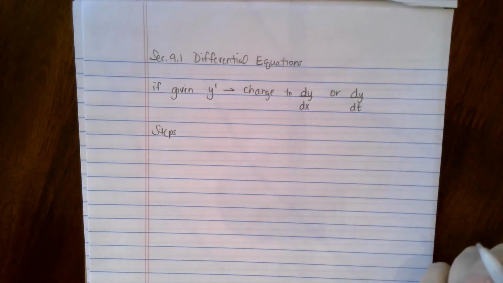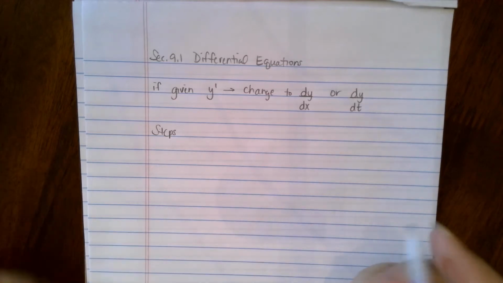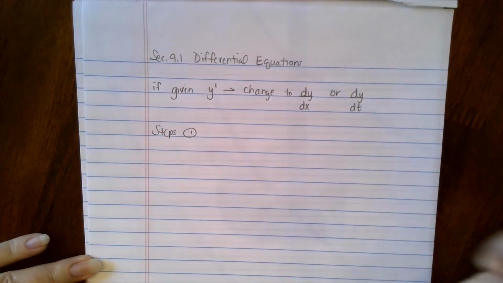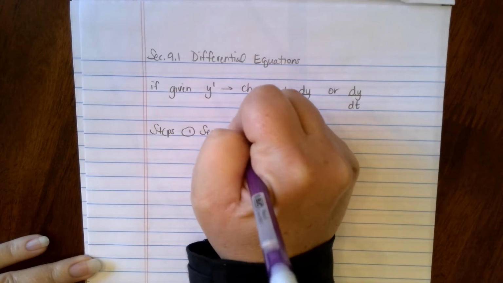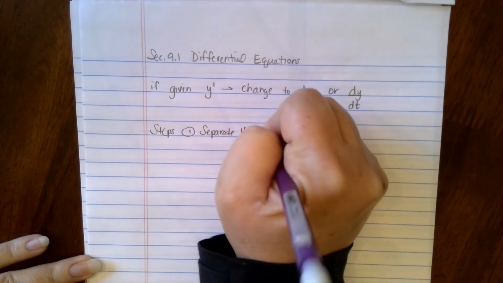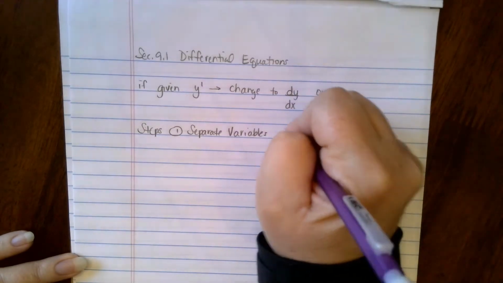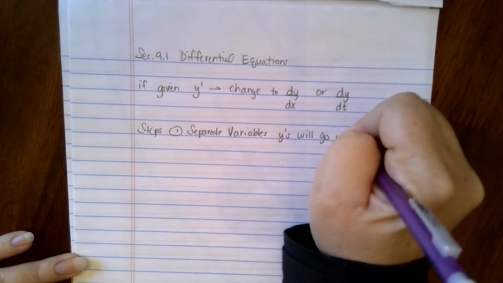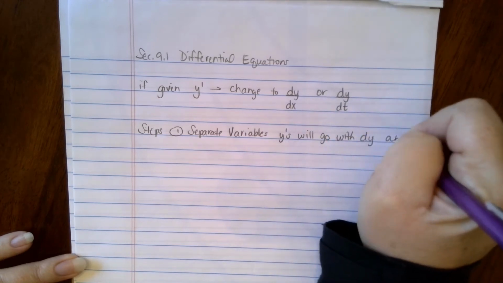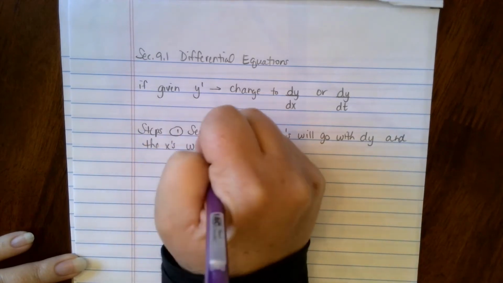Now, remember, when you're writing down the steps, they might not make any sense until we actually get started, but we'll refer back to our steps as we're doing them. So for number 1, the first thing you want to do is separate your variables. Okay, so that means that the y's will go with dy, and the x's will go with dx.